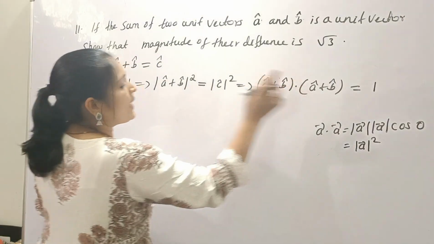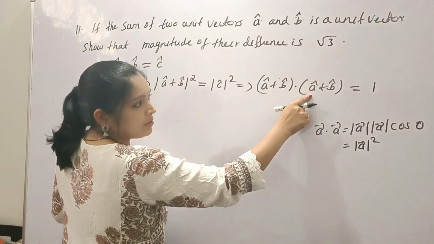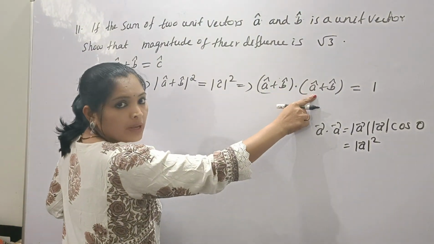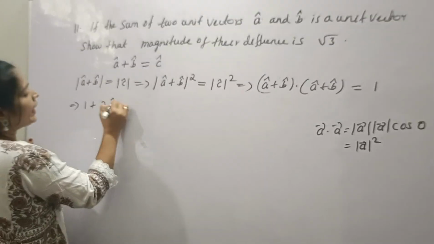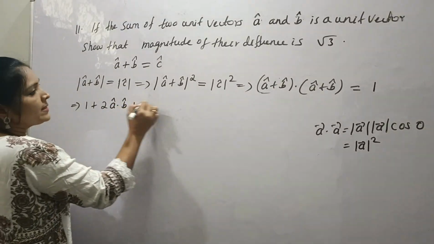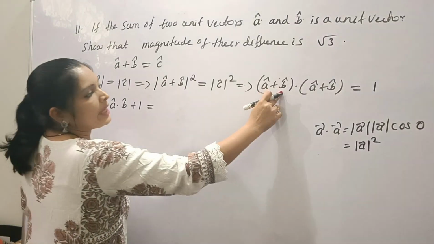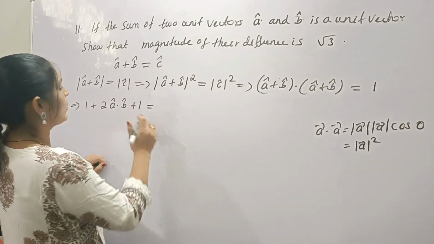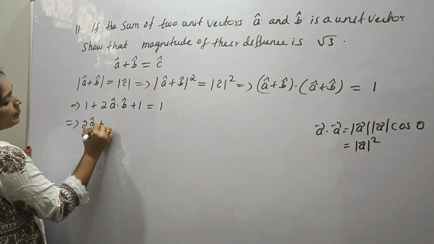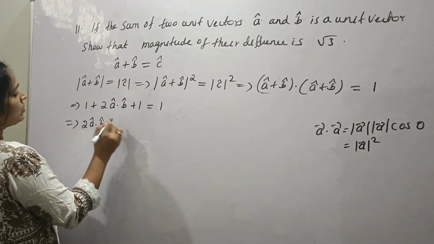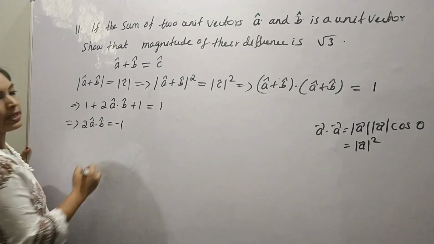Therefore, A cap dot A cap is 1 plus 2 into, see, B cap dot A cap plus A cap dot B cap. Okay, that is equal to 2 into A dot B. Okay, plus B dot B, that is also 1, since it is a unit vector. Okay, B cap dot B cap, that is also 1. Okay, that is equal to 1. This implies 2 into A dot B is equal to 1 plus 1, 2. Take this to right side. So 1 minus 2, that is minus 1.